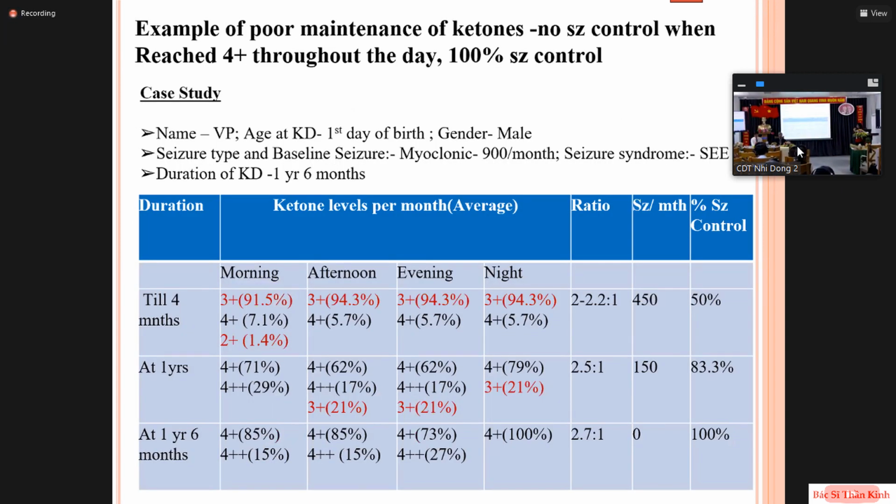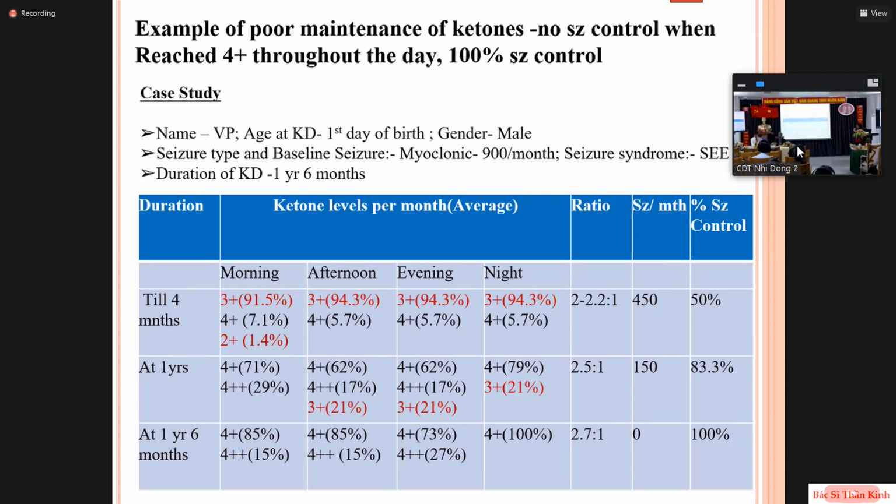The next case study is an example of poor maintenance of ketones and no seizure control, but when the patient reached 4+ throughout the day, there was 100% seizure control. This was again a myoclonic case where the patient had 900 seizures in a month.